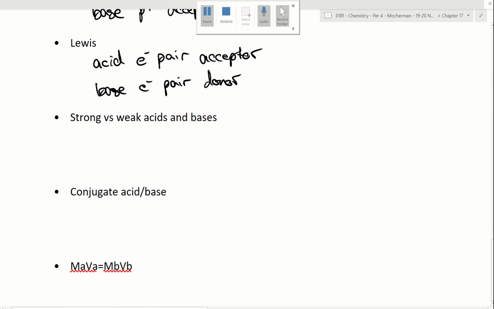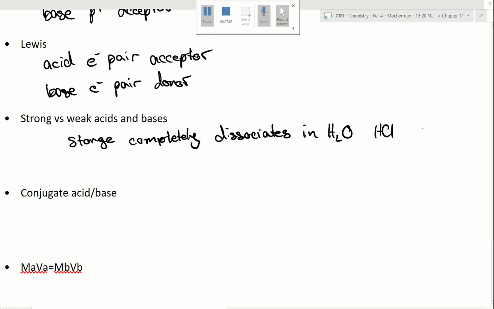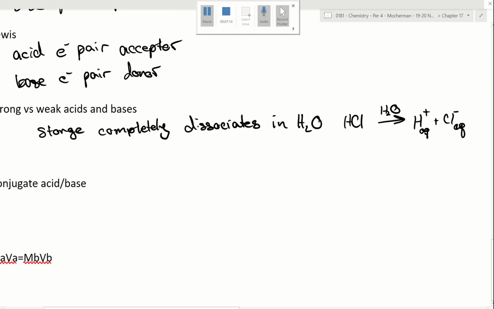Okay, keep rolling here. Strong versus weak acids and bases. A strong acid completely dissociates in water. So a strong acid like HCl in water would form H plus and Cl minus ions. These would be aqueous completely. So the arrow only goes to the right.